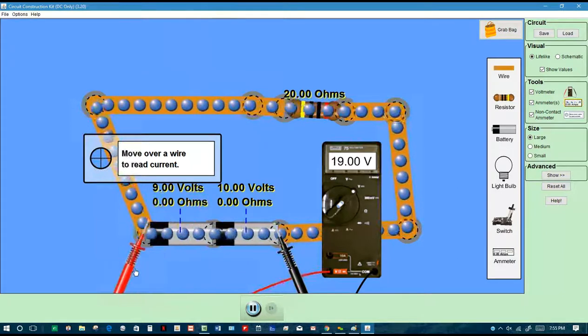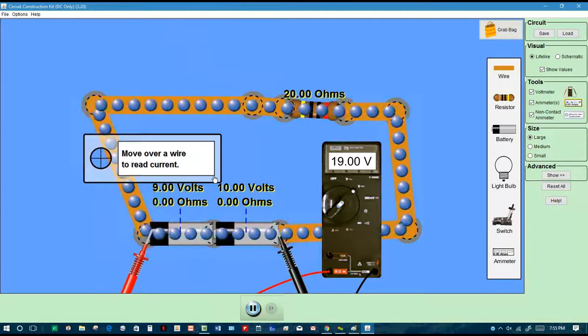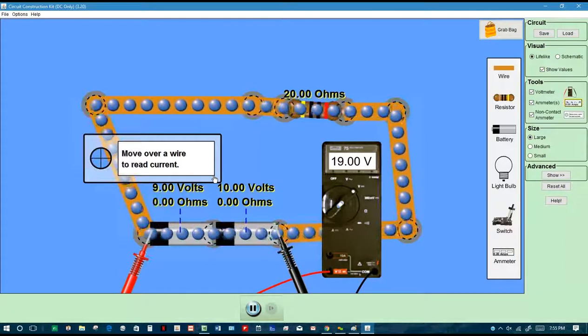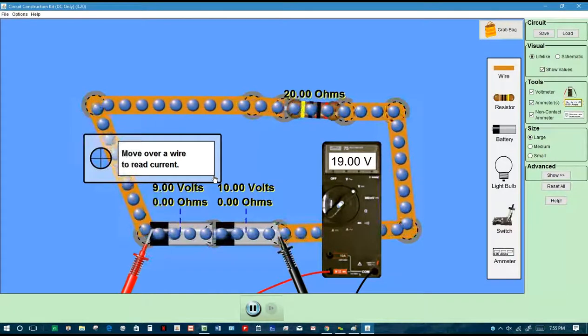Yeah, you just add them. So when you stick batteries end to end like that, their voltages just add. Yeah. All right? That's all I need to show you.